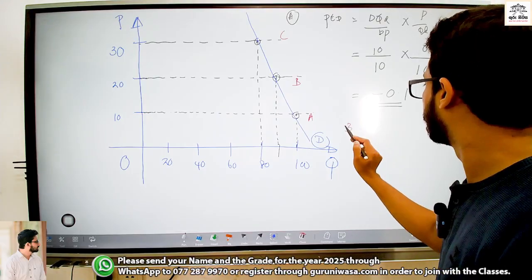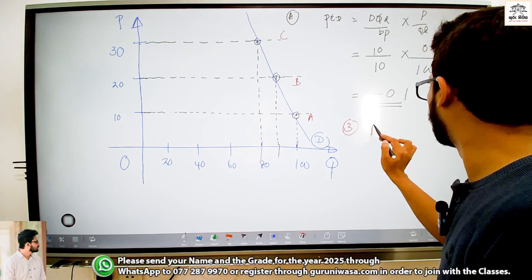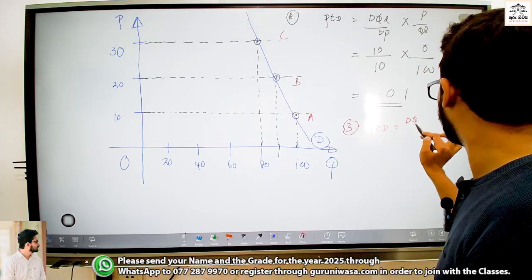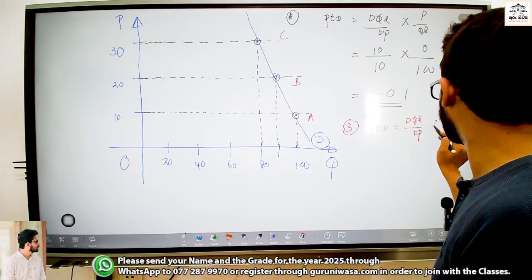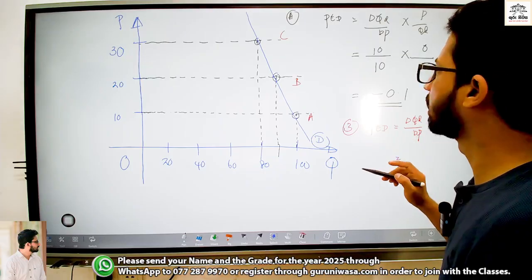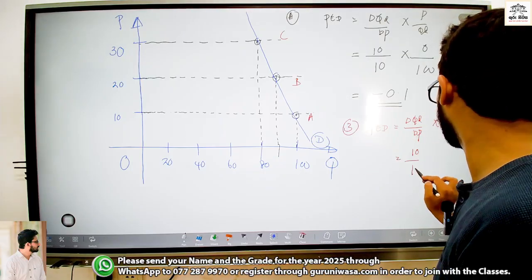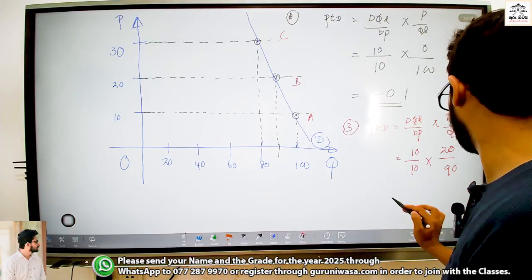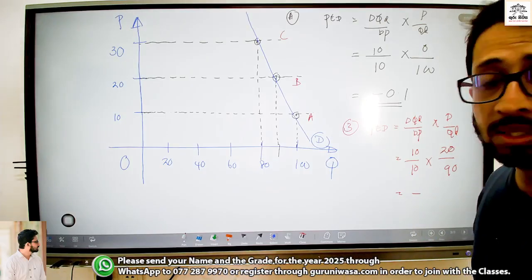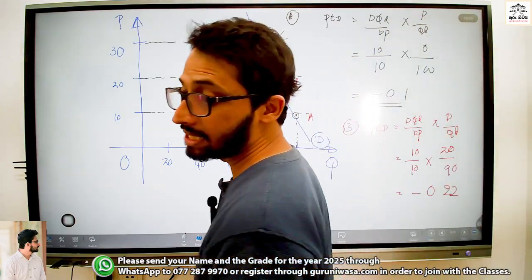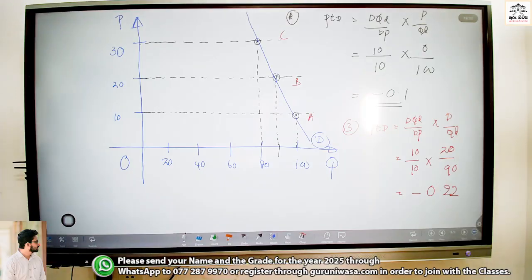Point B. Calculate PED at point B. PED equals delta QD over delta P times P over Q. Delta QD and delta P do not change, 10 divided by 10, into, now price is 20 and demand is 90. How much is the PED value? Minus 0.22. You can see at all points, the PED value is less than 1, because this is the inelastic category.